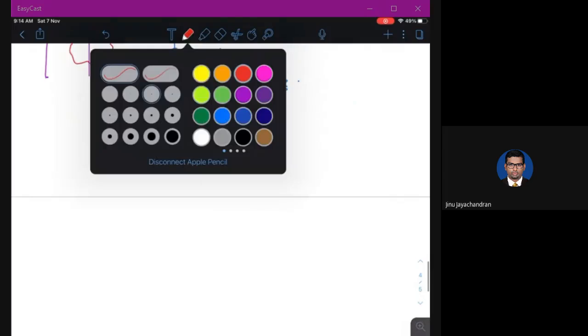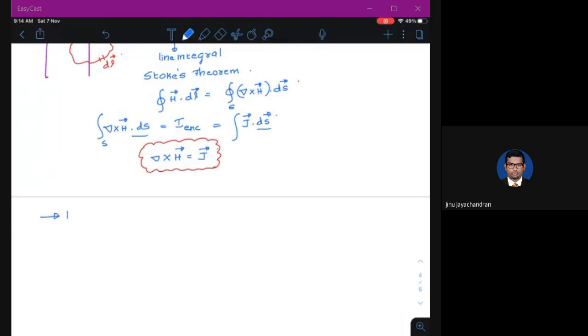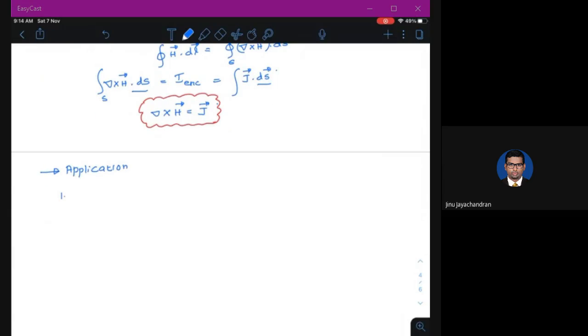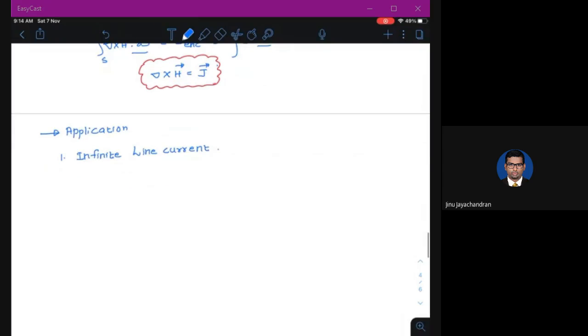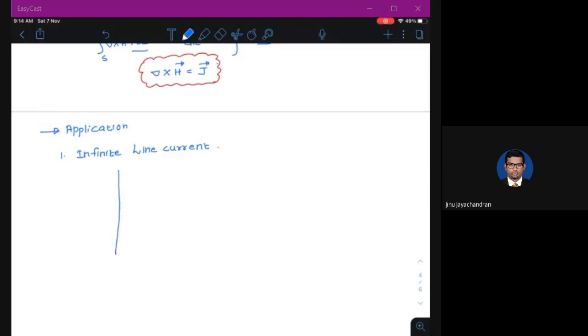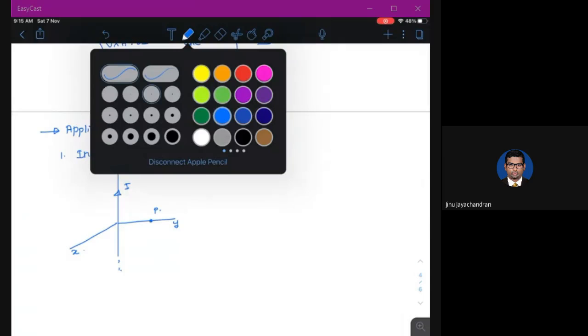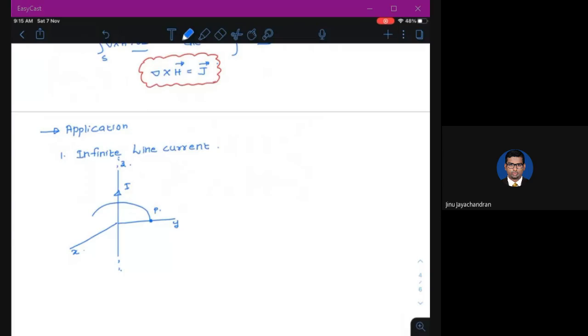And as an application of Ampere's law, you can look at an infinite line current. That means assume that along the z axis there's a current which is infinite. It goes up and down. Let's say I want to find the magnetic field at a point P in the y axis because of this current I. So what we do is we will construct an Amperian path like this.